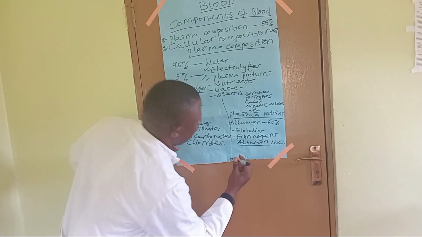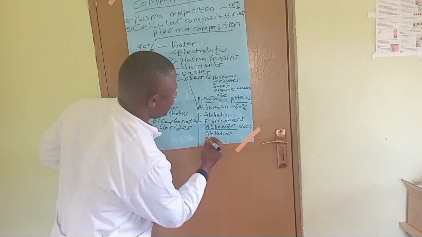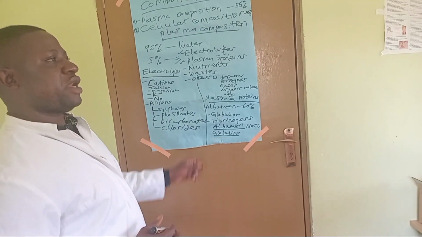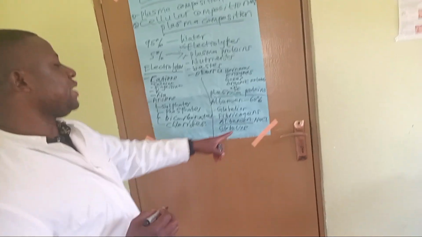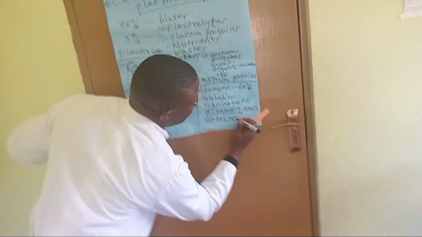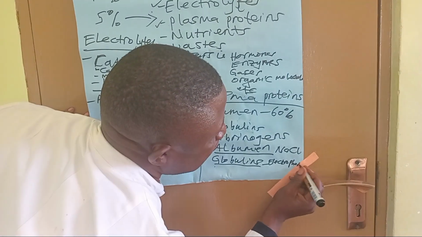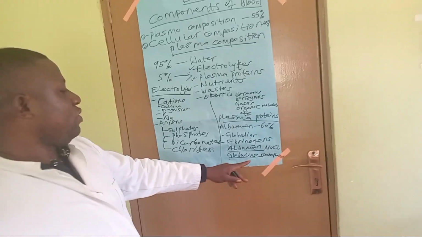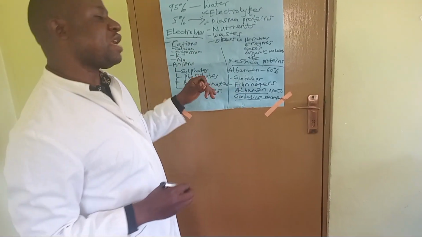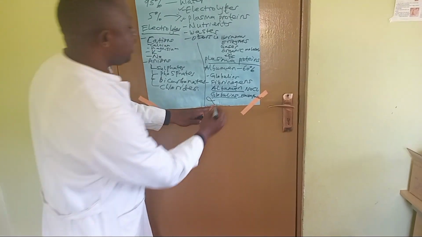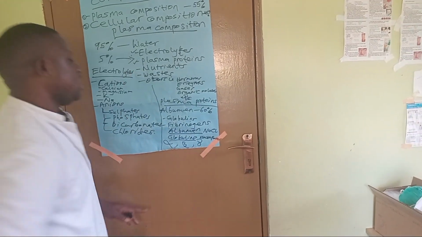Another thing we can talk of is globulins. Now, globulins are of three types. To know these three types, there is a test we do called electrophoresis. This electrophoresis will help to distribute, and we get these three types. The first type is the alpha globulin, we have the beta globulin, and we have the gamma globulins.